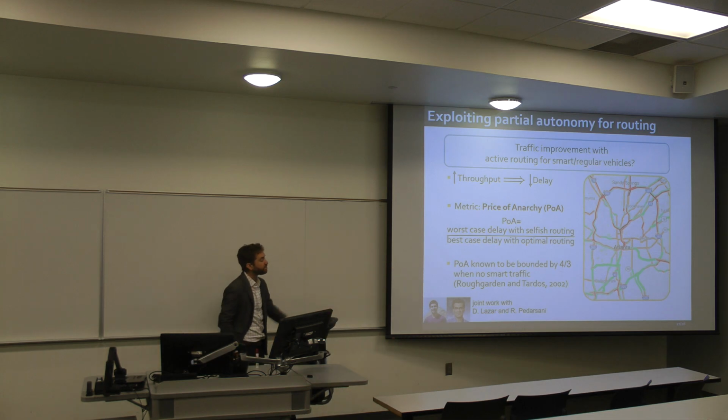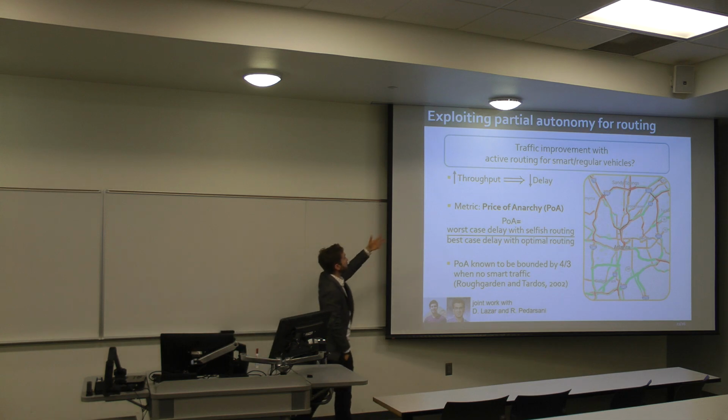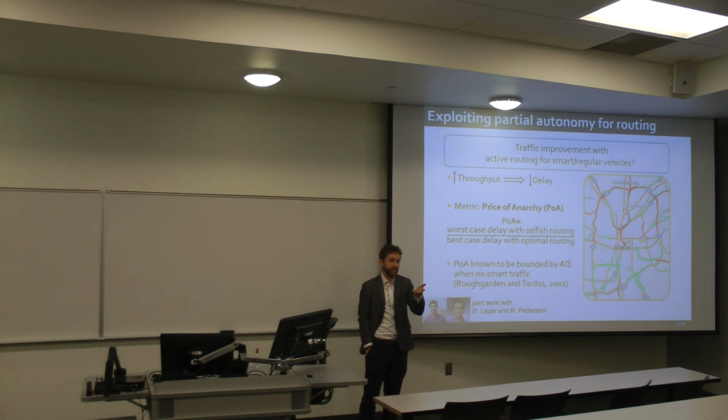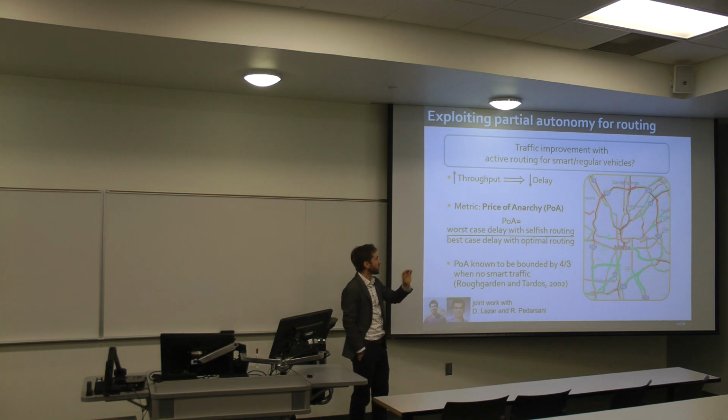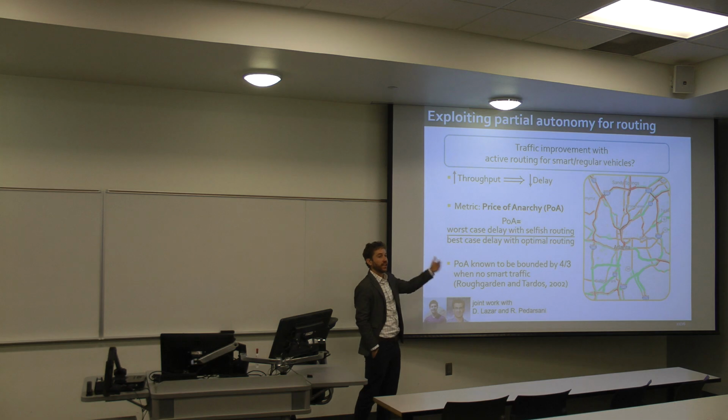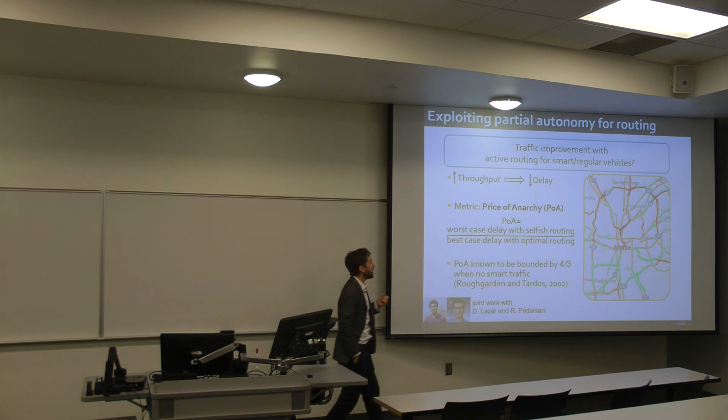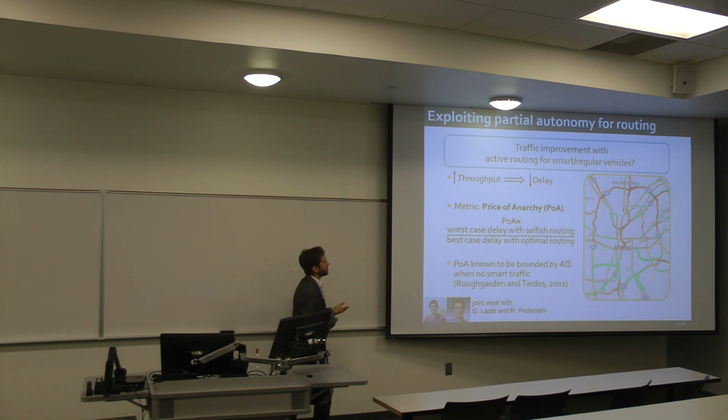So the basic message is that if you increase throughput, you should experience decreased delay, okay? And you can derive a precise relationship between the types of throughputs we had on the previous slide and the delay equations we would want to use in these systems, and I'll present that on the next slide, right? And again, the metric we're going to use is the price of anarchy.